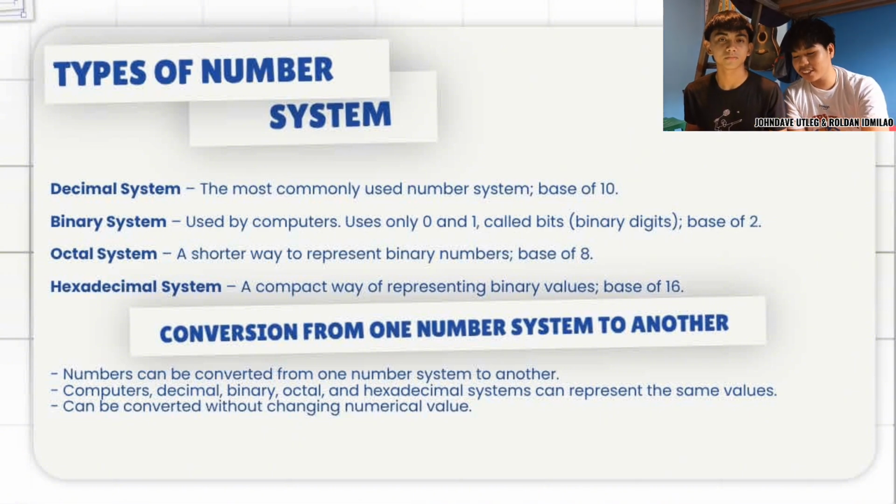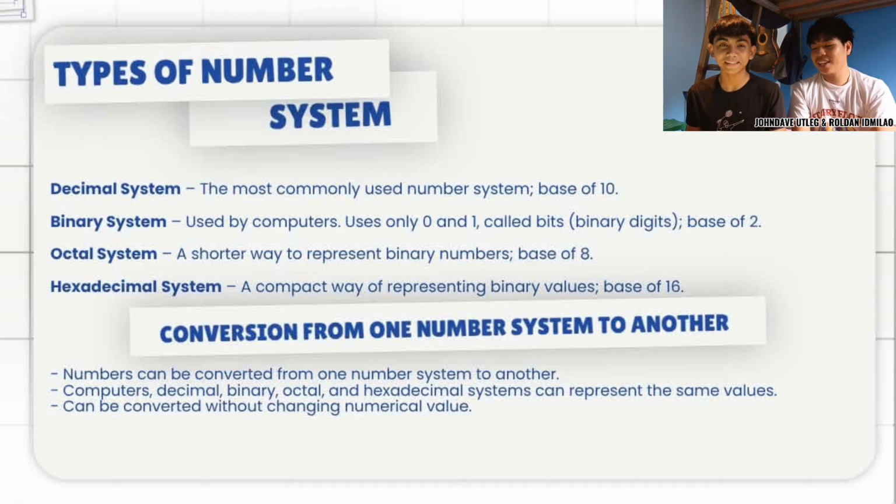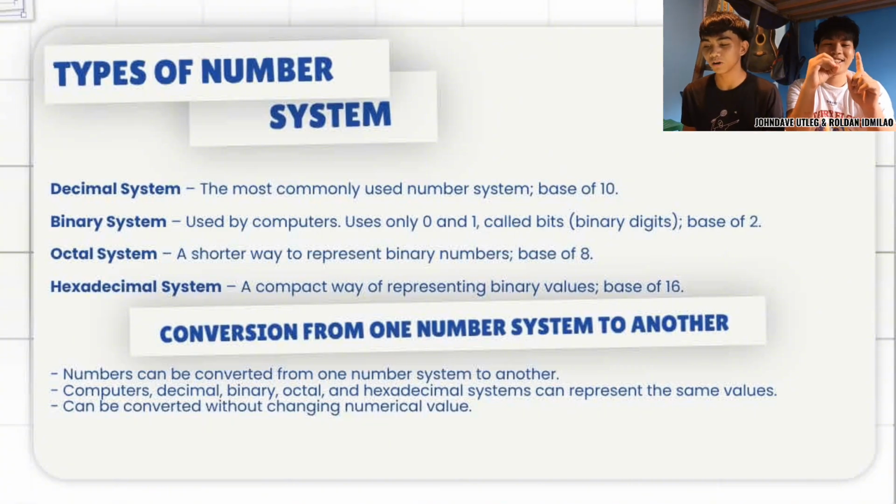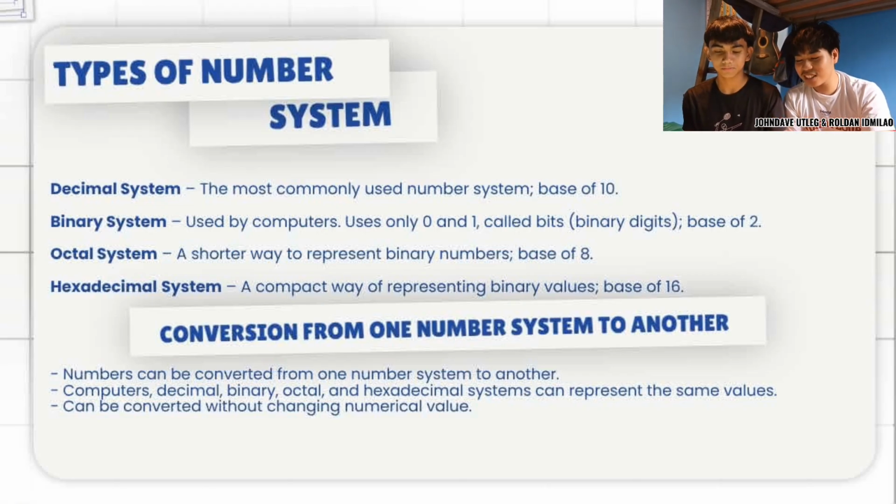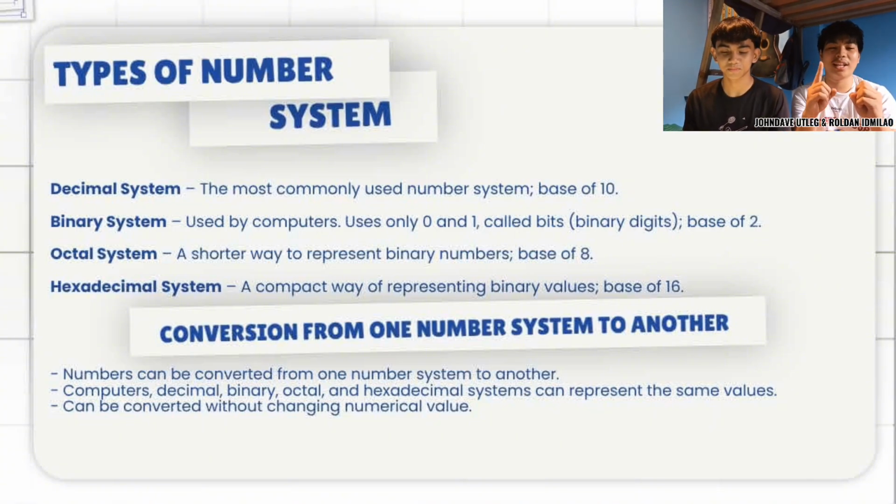And then move ka sa binary system. Binary system. Used by computers, it uses only 0 and 1, called bits or binary digits, and has a base of 2. Based sa sinabi niya, ang binary system naman, ang kanyang base ay 2 at ang kanyang pwedeng gamitin lang na number ay 0 to 1.